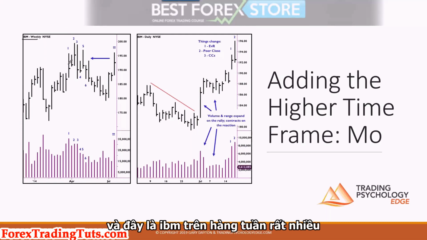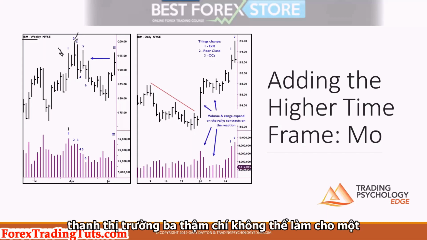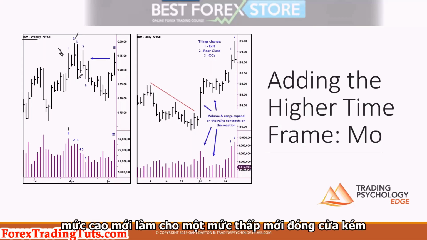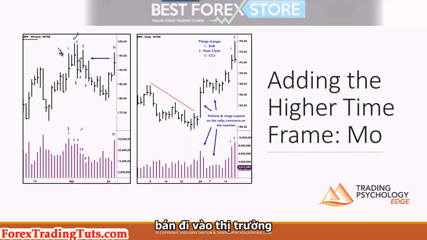And here's IBM on the weekly. A lot of supply. Bar 1 closes off the high on very high volume. Selling coming into the market. Bar 2, same thing. Selling coming into the market. Bar 3 can't even make a new high. Makes a new low. Closes poor. Selling coming into the market.